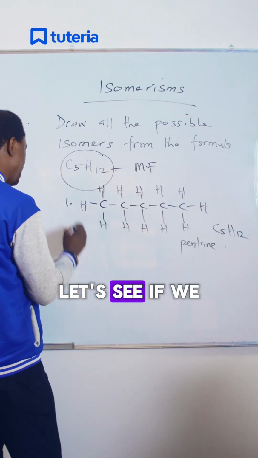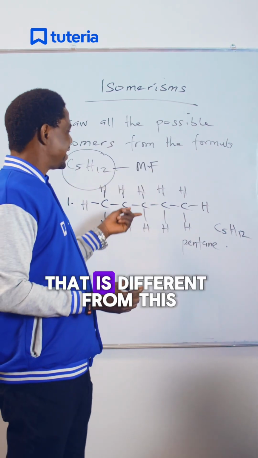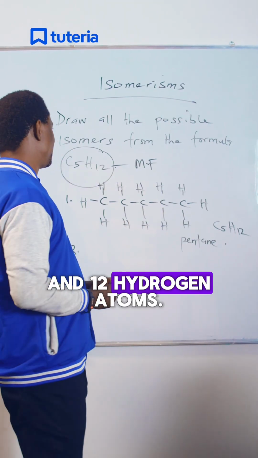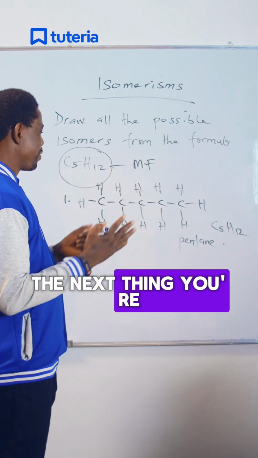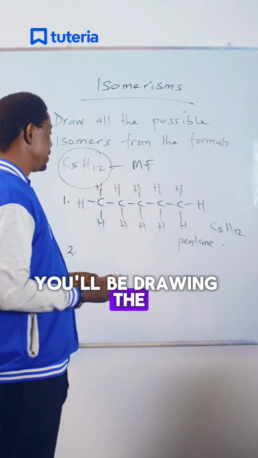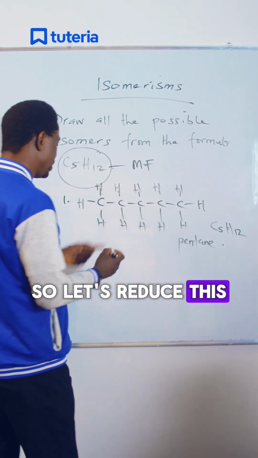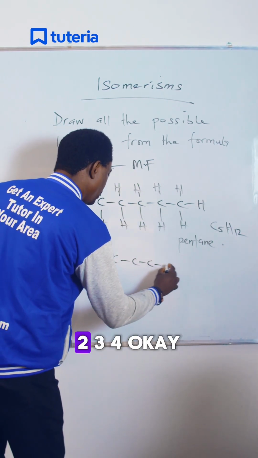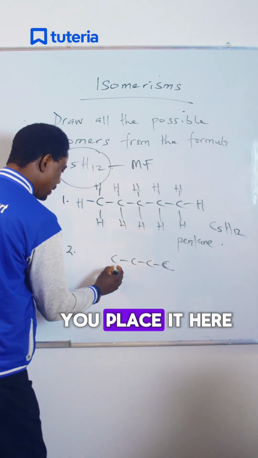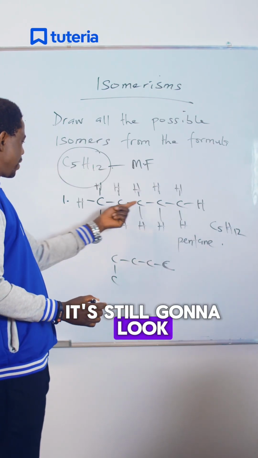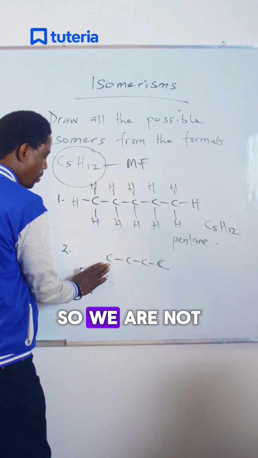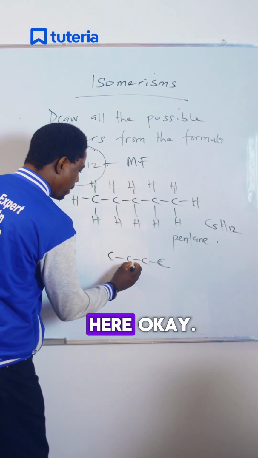Okay, so let's see if we can draw another structure that is different from this and is still going to have 5 carbon atoms and 12 hydrogen atoms. So the next thing you're going to do is to reduce this long chain, or else you'll be drawing the same thing over and over again. So let's reduce this chain to 4. 1, 2, 3, 4. Okay, so we have C4 there. The last C, if you place it here, it's still going to look like this. It's just like it's bending and we can easily rotate it back. So we're not placing it there, we are placing it here.